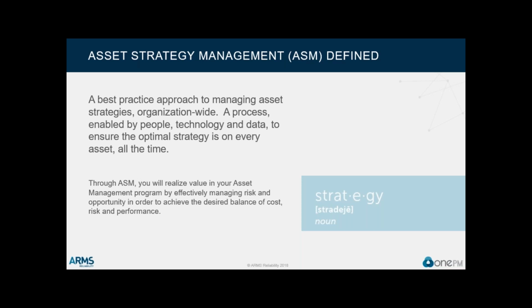That last statement: we need to be able to deploy the optimal strategy on every asset all of the time and have confidence that that strategy is going to be effectively executed and not deviate from that and not deteriorate over time. We need that strategy to be optimal all of the time. And through asset strategy management, you'll start to realize the value of the strategies in your asset management program by managing risk and opportunity in order to achieve this balance of cost, risk, performance. And that's really what we're always trying to do.